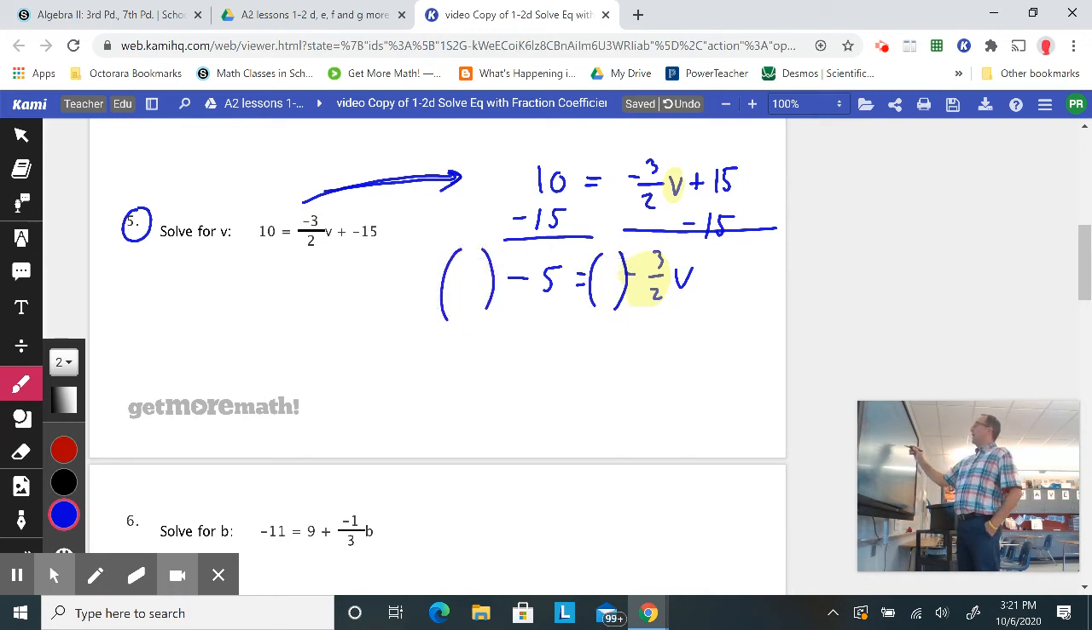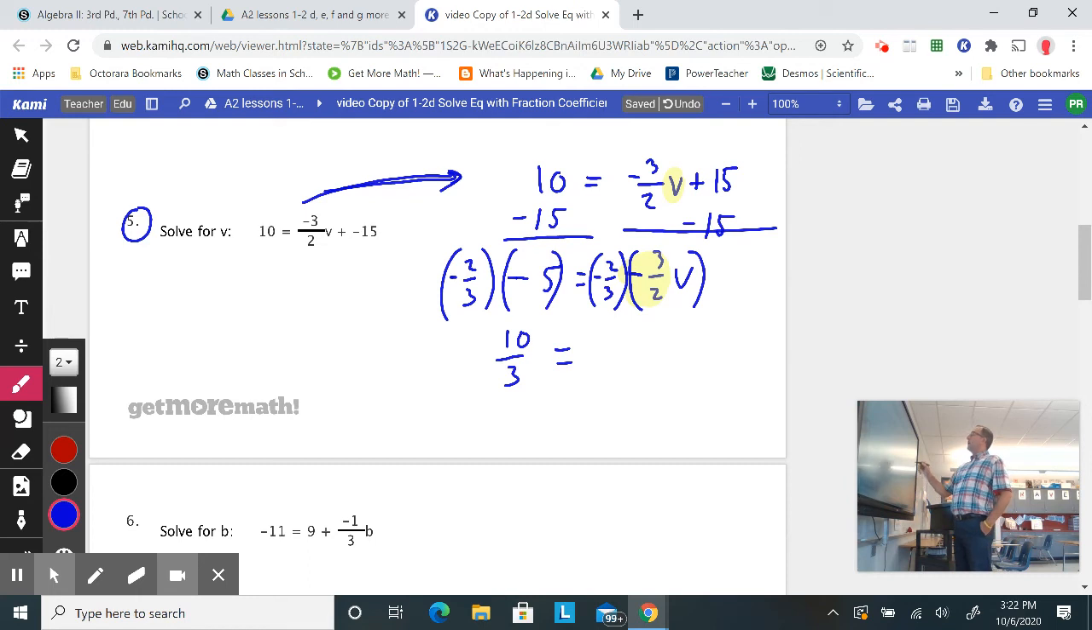And since I have -5 over here, I'm going to put that in parentheses. And then -3/2 v. There's that negative sign right there. I'm going to use a reciprocal, which is -2/3. Do that to both sides. So on the left side, negative times a negative is a positive. 2 times 5 is 10. It'd be 10/3.